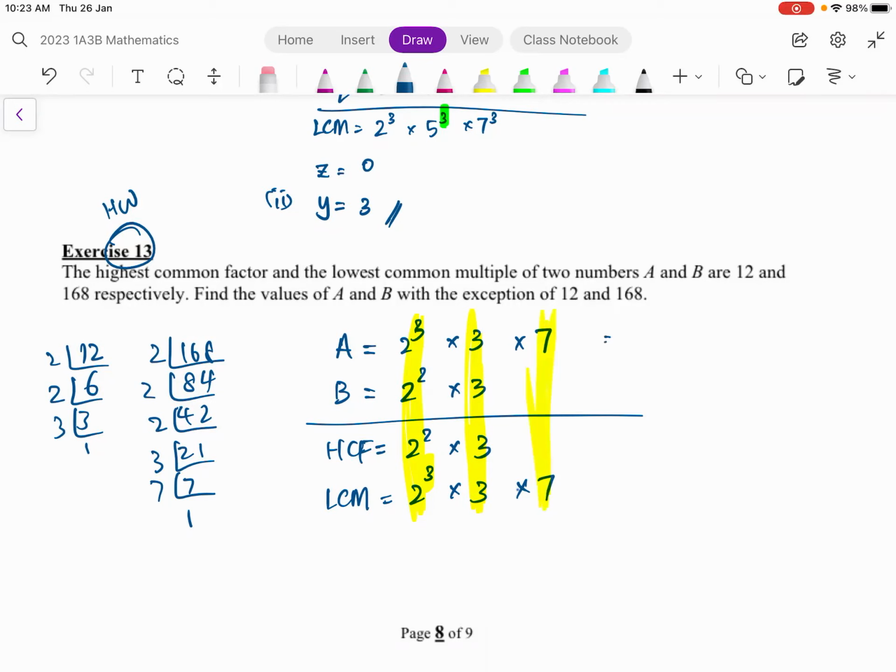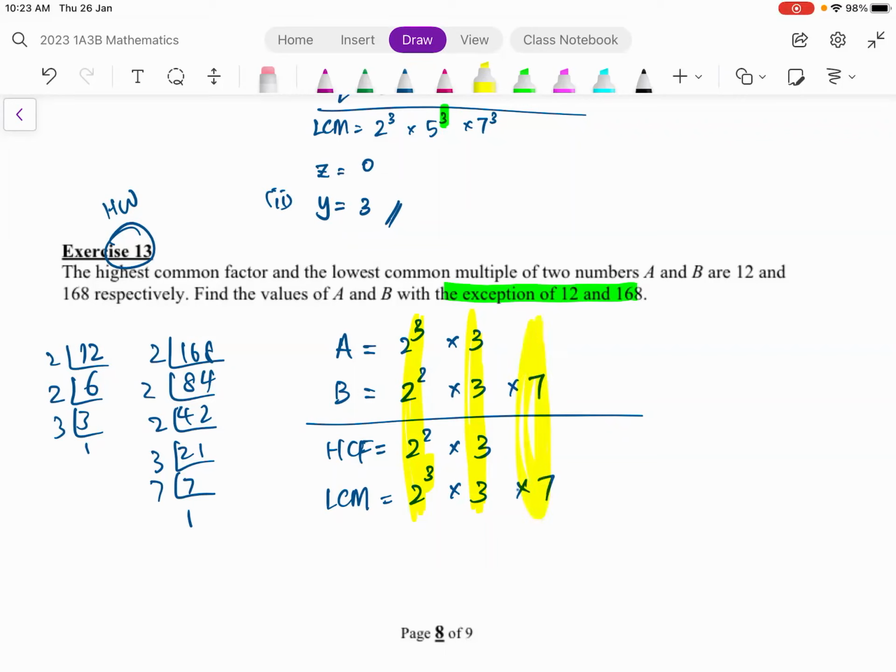So this will give me 168, right? And then the number at the bottom will give me 12. However, the question also stated, except 12 and 168. They don't want it to be 12 and 168. How? Instead of giving the 7 to A, how about we give it to B? Times 7 over here. Now this will still satisfy the requirement for the HCF and the LCM.